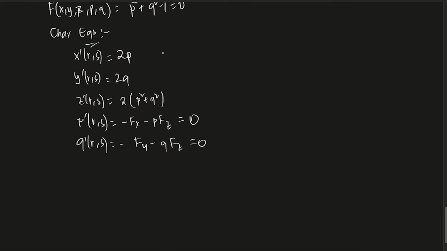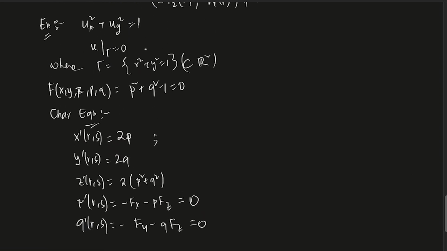Now gamma is a unit circle, so it can be parameterized as cosine r, sine r. Of course we can do that. Now what are the conditions which you find? X at the point r, 0 is cosine of r. And y at the point r, 0 is sine r.